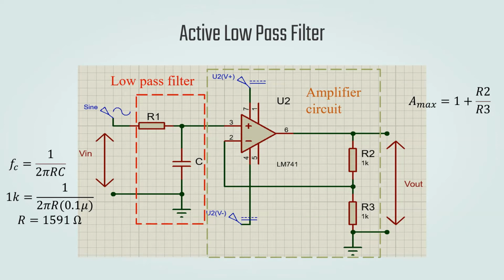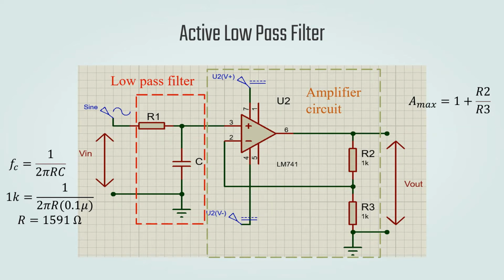Due to the characteristic that the capacitor reactance is inversely proportional to the frequency of the input signal, at low frequency of the input signal the capacitor is seen as an open circuit, while at high frequency the capacitor is seen as a short circuit. Because of this characteristic, the combination of the RC circuit will form a low-pass filter with a cutoff frequency formula of Fc equals 1 over 2 pi RC.